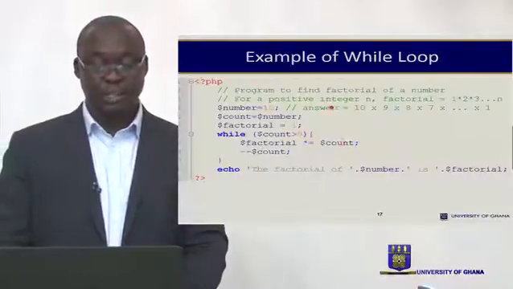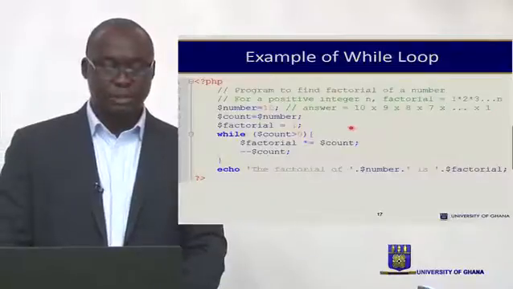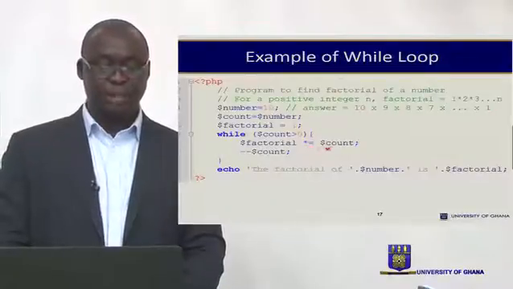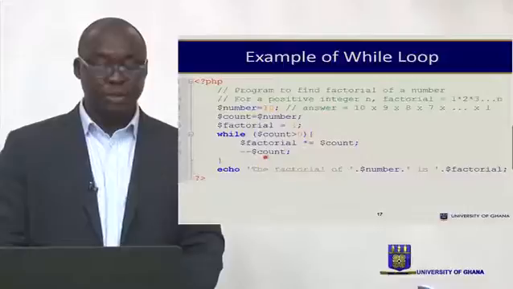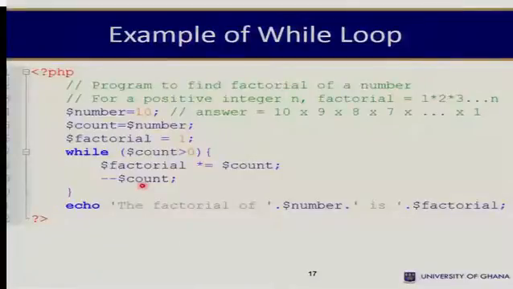So we are going in the reverse way: 10 times 9 times 8 times 7, all the way to 1. So the first multiplication would have been 1 times 10, which is 10. Then we reduce the count by 1. So minus 1 means reduce the count by 1. Then we come back to the loop and test the count. So this would have been 9 after reducing it by 1.